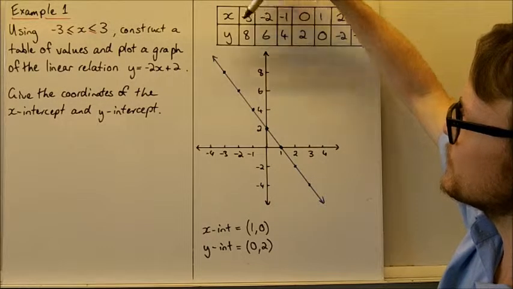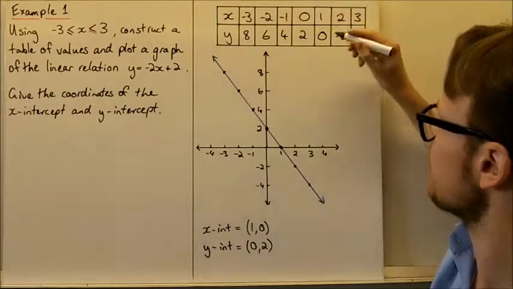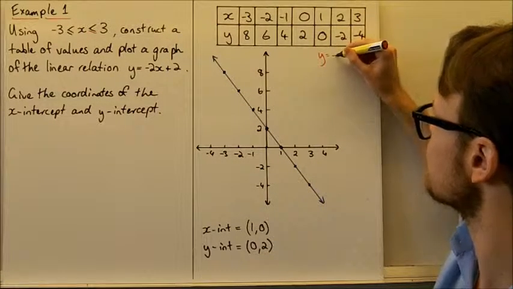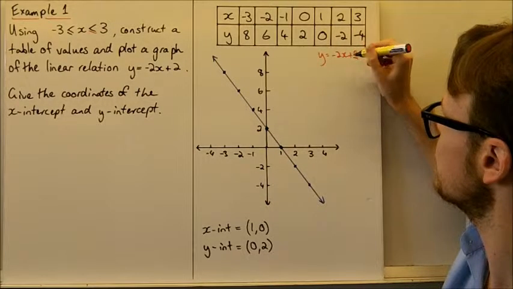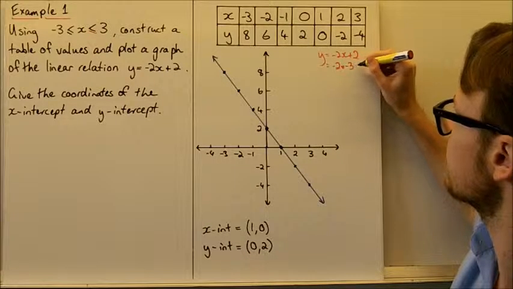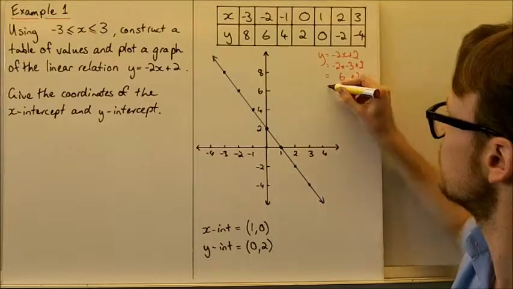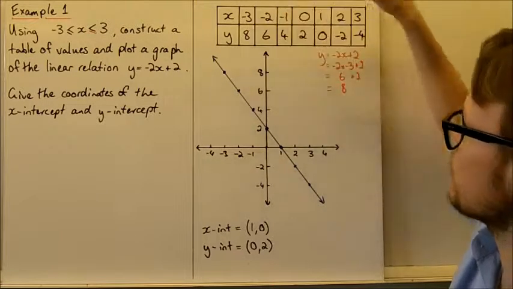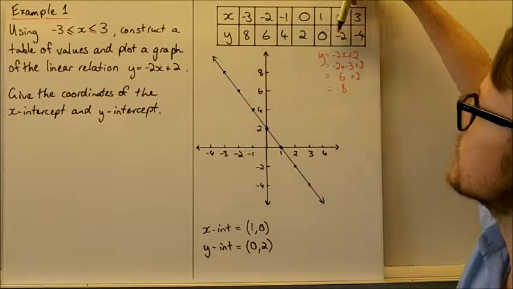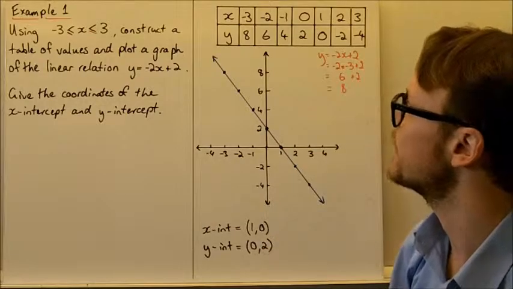To get the y values, all I've done is substitute our x value into our linear relation. So for example, for negative 3, I know y equals negative 2x plus 2. That's negative 2 times negative 3 plus 2, which is 6 plus 2, which is 8. So I've got that value there, and I can just use my calculator to plug in all of those numbers, repeat that calculation, and get all of the y values out.